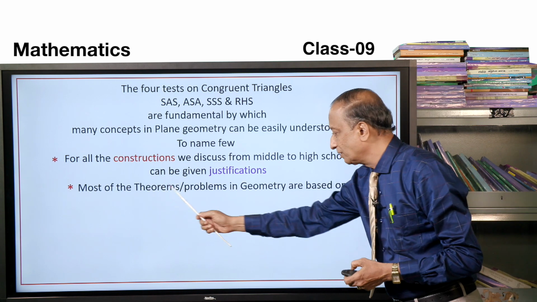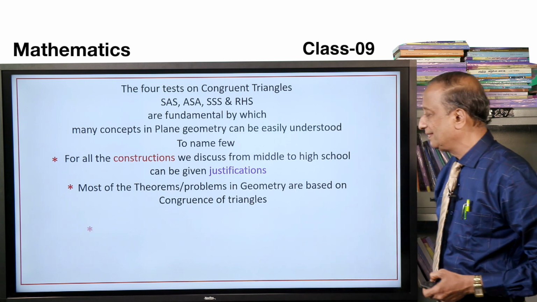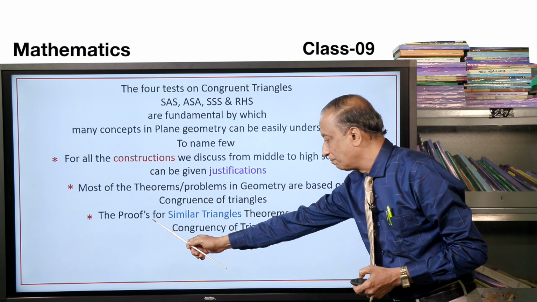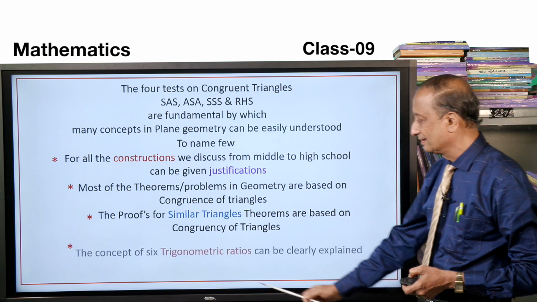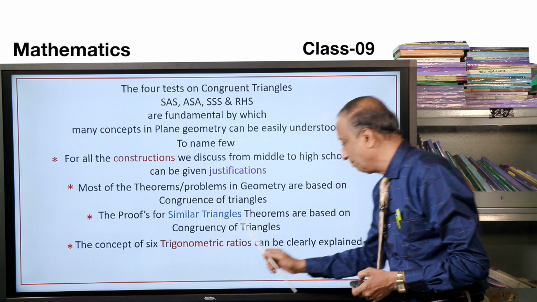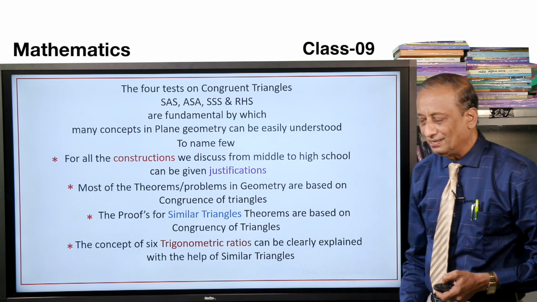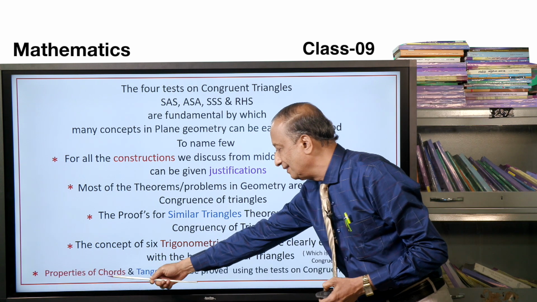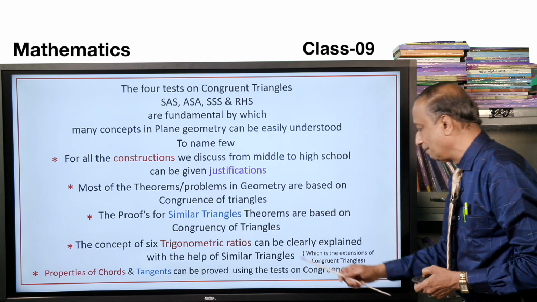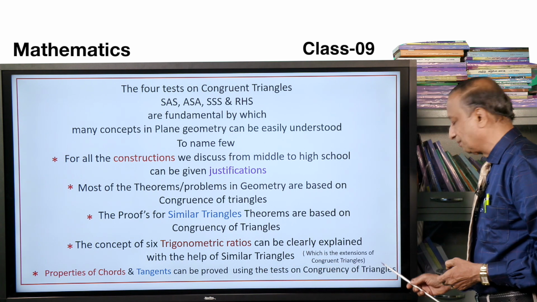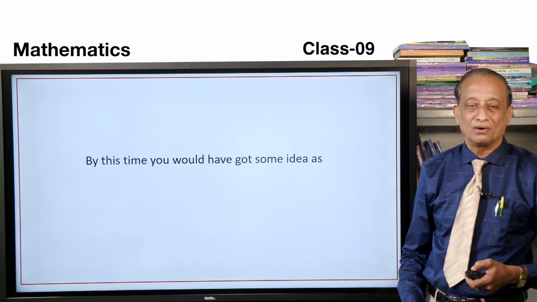Second point, most of the theorem problems in geometry are based on congruency of triangles, and the proofs for the similar triangles theorem are based on congruency of triangles, and the concept of 6 trigonometric ratios can be clearly explained with the help of similar triangles. Okay. Finally, children, the properties of chords and tangents can be easily proved using the tests on congruency of triangles. So this is the advantage of learning congruent triangles.